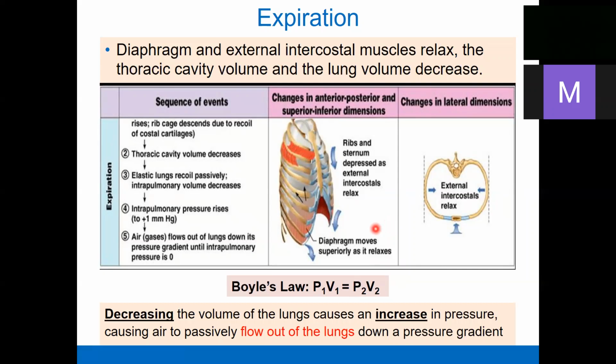Here, once the intercostal muscles relax, the ribs and sternum are depressed, and then the thoracic cavity volume decreases, and intrapulmonary pressure rises above zero, which means air flows out of the lung down its pressure gradient until intrapulmonary pressure is zero.